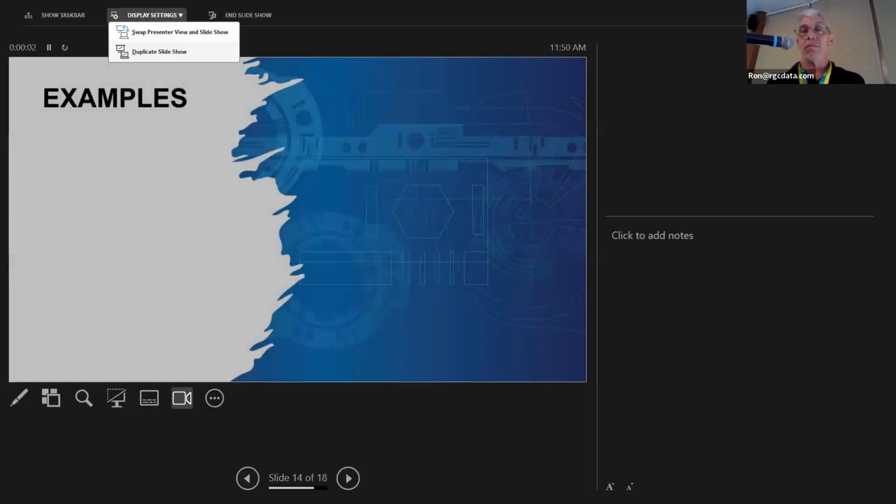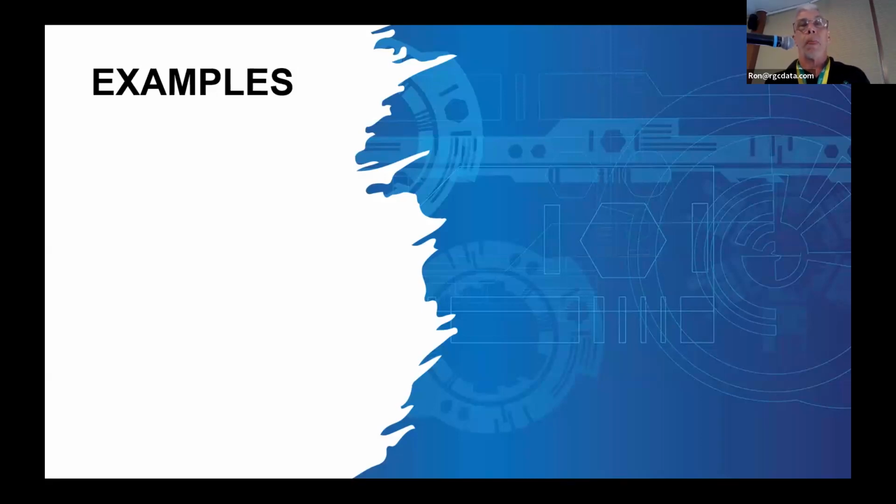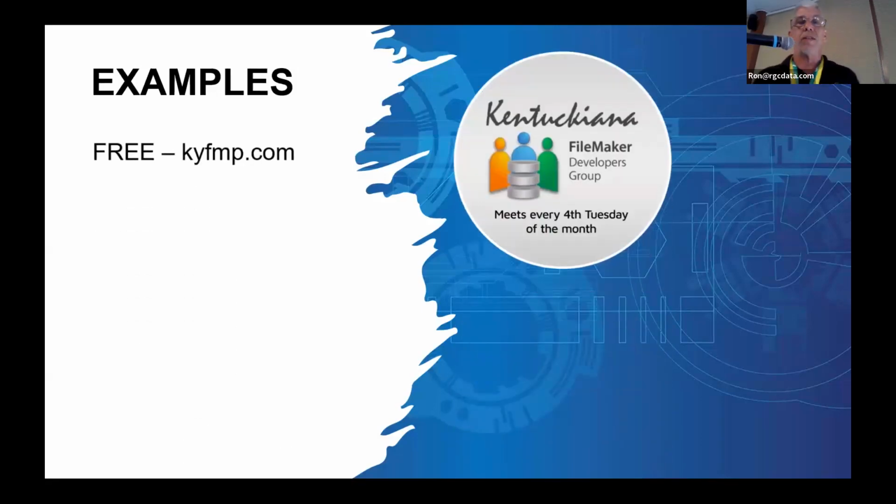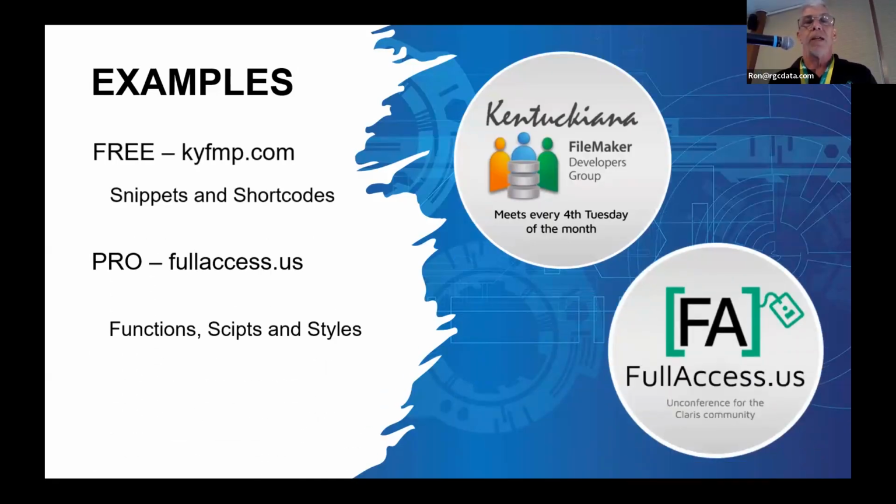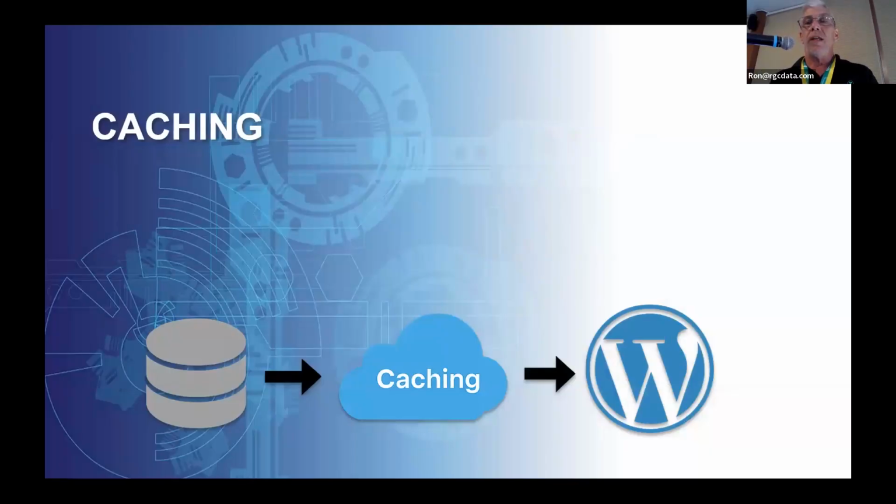Oh, good. You guys see it okay on the front end? Yep. Okay, so we went through the examples of the Kentuckiana website and the full access website. And then what I wanted to talk about is some particular challenges when it comes to working with the Data API, and in particular in WordPress. These are things that I went through a whole lot of hair-pulling frustration with.